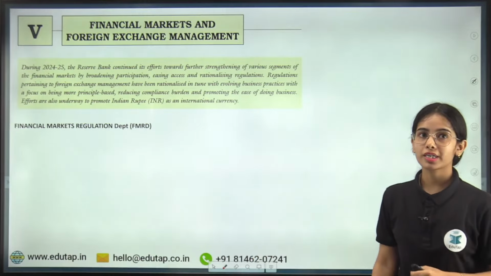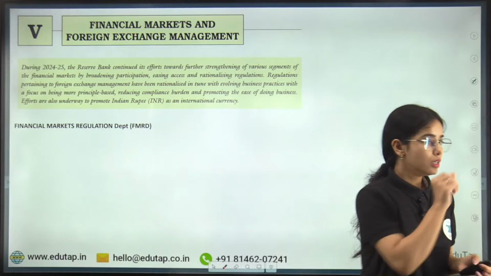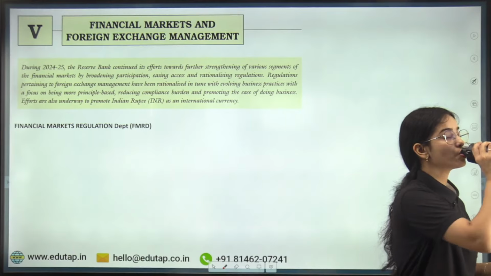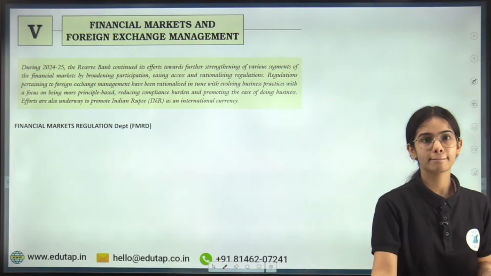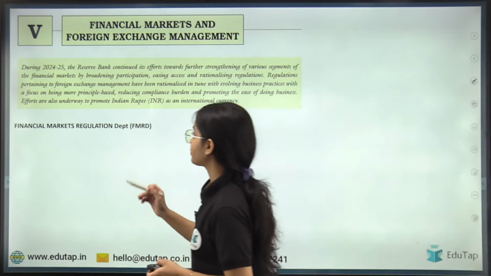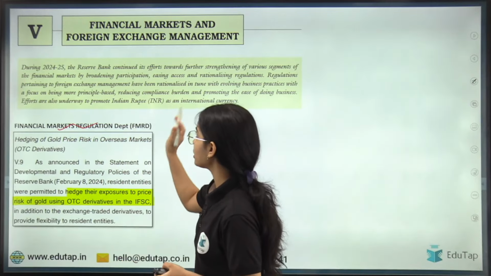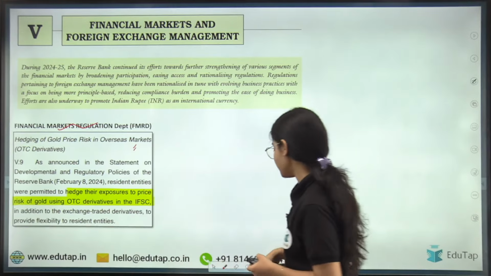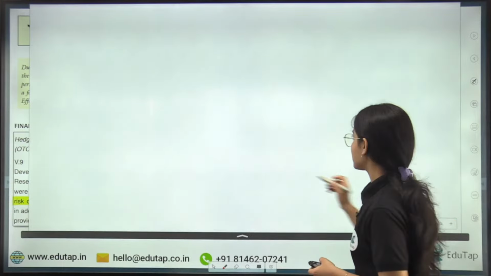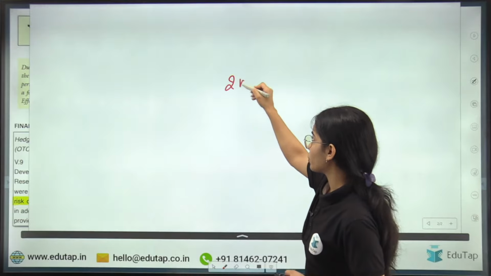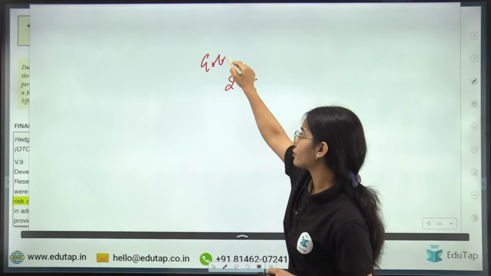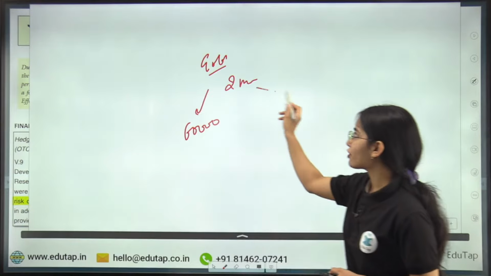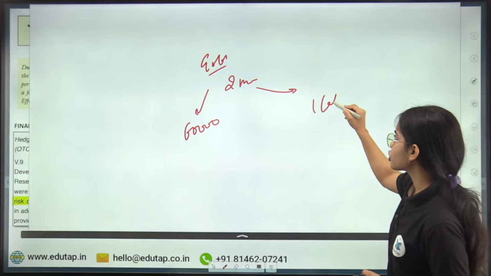Now next is financial markets and the foreign exchange market. The financial market regulation department: hedging of gold price risk in overseas markets. Simply see, let's say you want to buy gold after 2 months. Right now the gold price is 60,000. You are afraid that after 2 months, the gold price might reach 1 lakh.